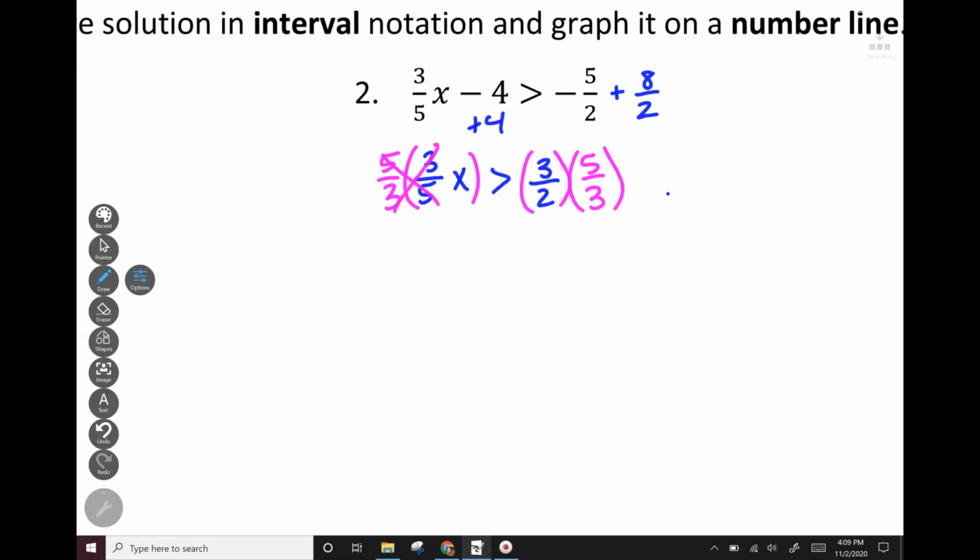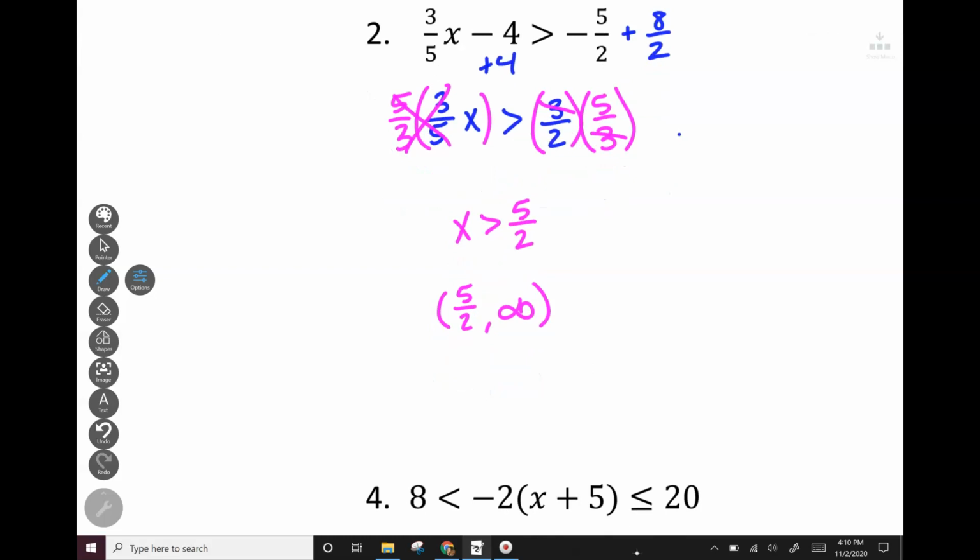Okay, so that cancels. So x is greater than, and look, I'm doing 3 times 5 over 2 times 3. Those two 3's are going to cancel. Remember that from when we did rational expressions. So I'm left with 5/2. X is greater than 5/2. Greater than, so writing this in interval notation, I'm going to have 5/2, comma, infinity. Parentheses because it's not equal to. Okay, and then writing this on a number line, I'll have 5/2, and then greater than that, so open circle to the right.